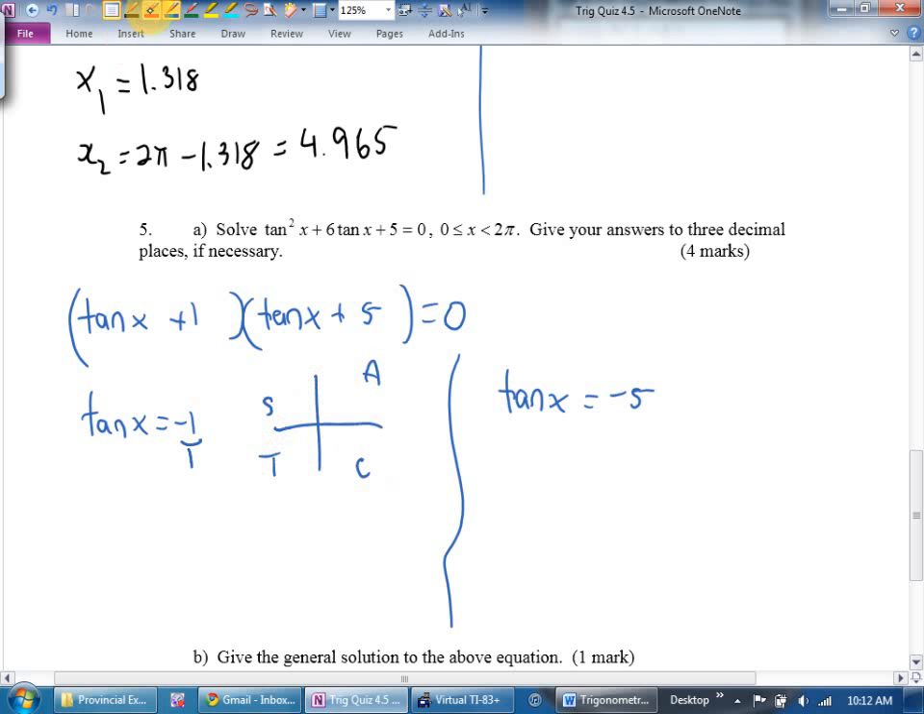Tangent is negative there and there. This is the one, boy, Mr. Dueck, make a triangle.